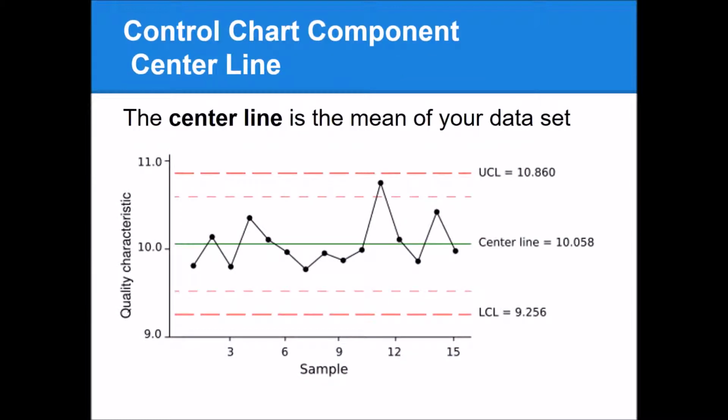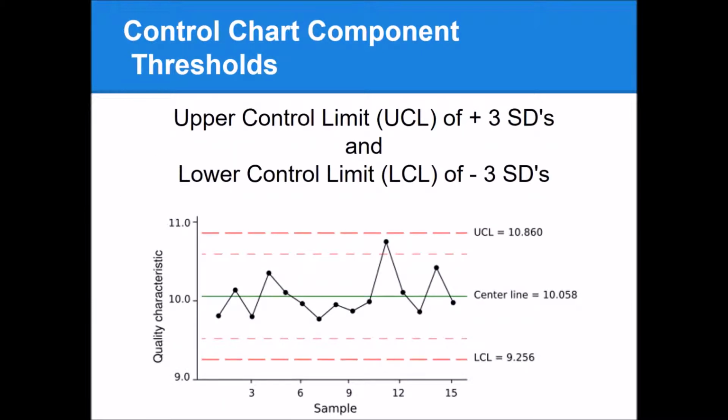Let's look at those components a little more closely. So the center line is the mean of your data set. That one's easy. The upper and lower control limits are set at +3 and -3 standard deviations from the mean of your data set. Now remember, these are going to be used to identify special cause variation in your data set. In other words, they're going to be used to try to identify points that are not due to the normal variation within your process.